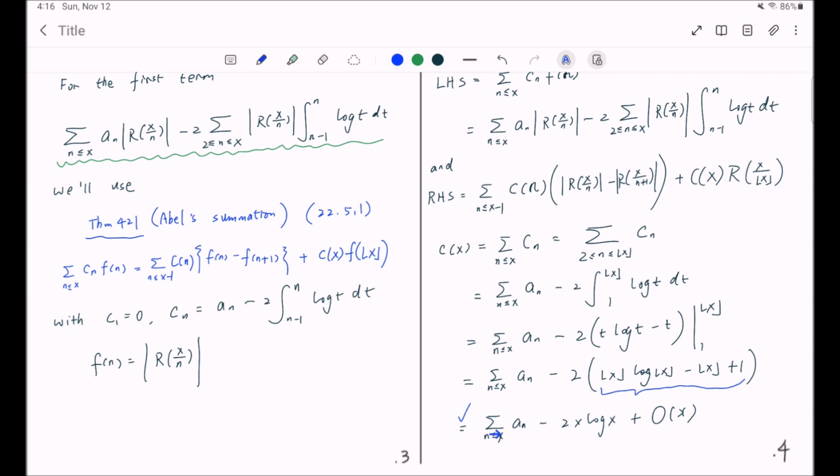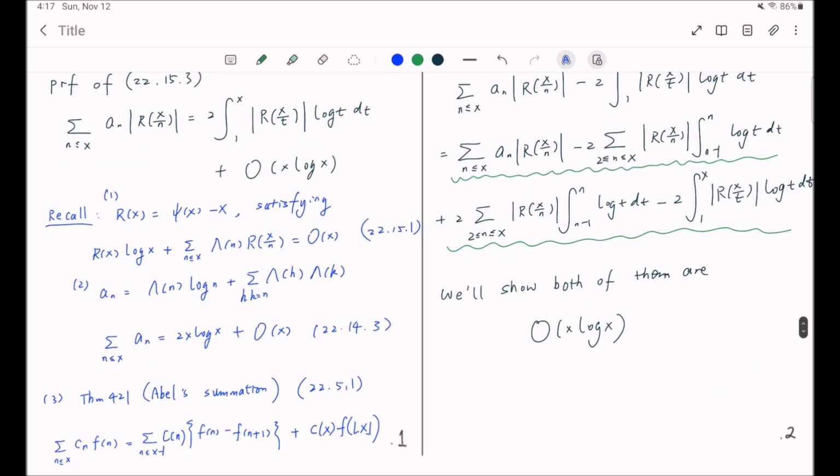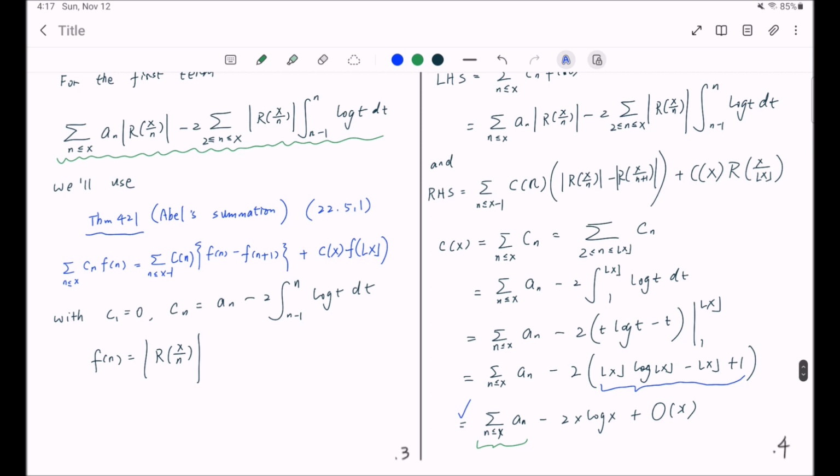Now, what is the summation of an for n less than or equal to x? What about this part? Do you remember? By definition of a sub n, together with the Selberg's asymptotic formula 22.14.3, the summation is 2x log of x plus big O of x. So now let's plug this guy back to the last line of this equation. What do we get?